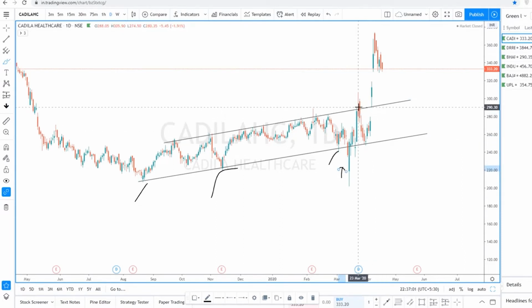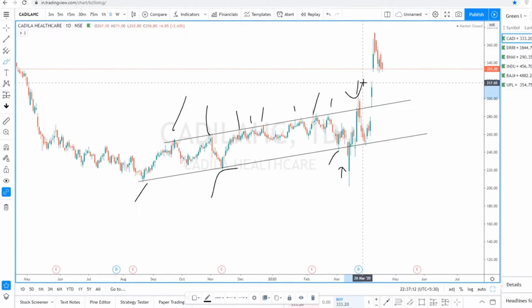So what happened, it tested the top trend line again. Look at this, 1, 2, 3, 4, 5, 6, 7, almost 8, 9 times it has been getting rejected, and that has been broken, and that is why you see such a huge spike after the breakout.